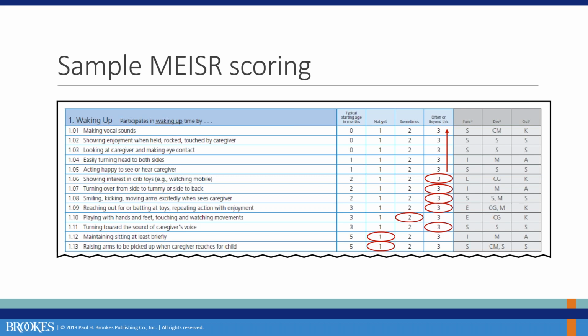This also points out the necessity of something like the MEISR, because how could you know whether a child raises arms to be picked up when the caregiver reaches for the child during waking up time if you didn't have the caregiver herself scoring that? So when we see developmental tests, they have items that maybe work quite well to figure out a normed age, but they have little to do with everyday life. Next slide, please.